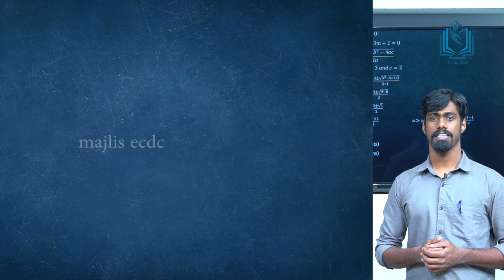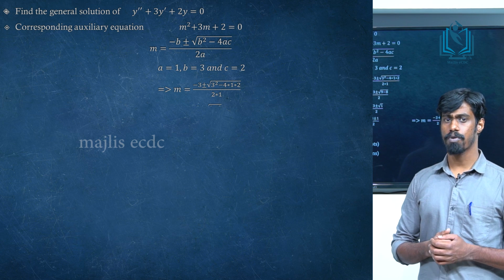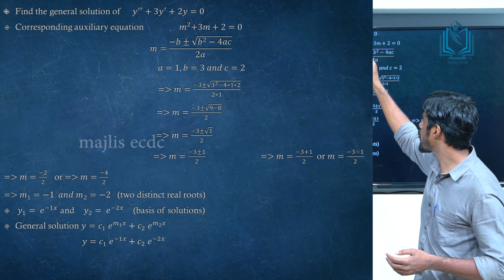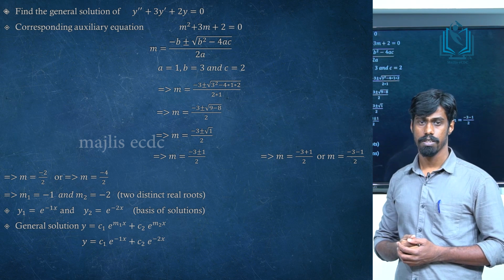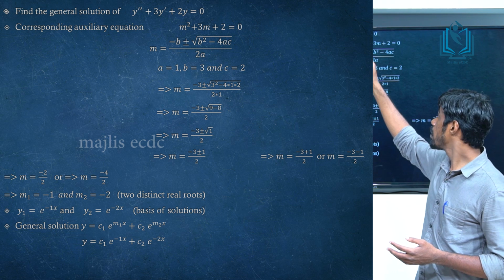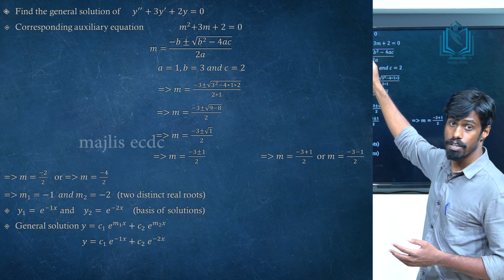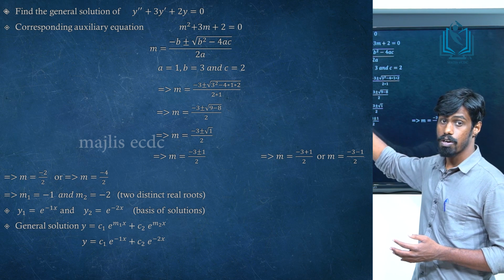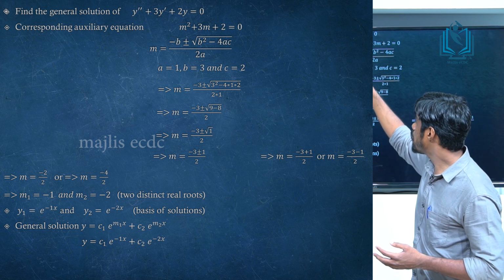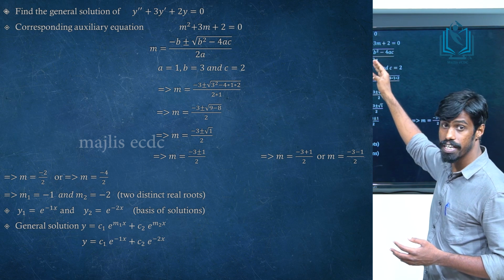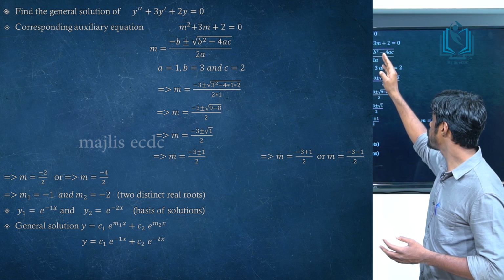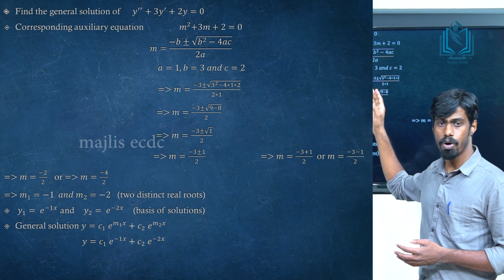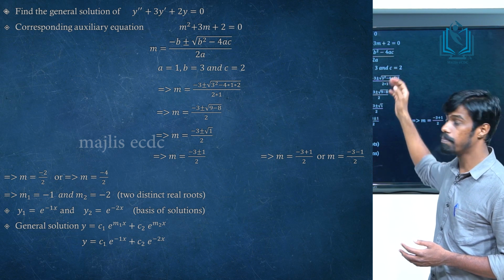Next, let us discuss some problems. First problem: find the general solution of y double dash plus 3y dash plus 2y equal to 0. This is a second order linear equation with constant coefficient. The corresponding auxiliary equation is m square plus 3m plus 2 equal to 0. This is the quadratic equation with the variable m.